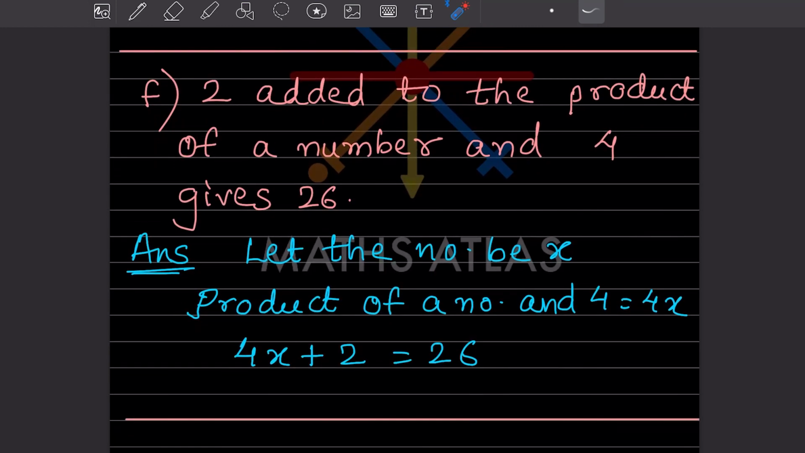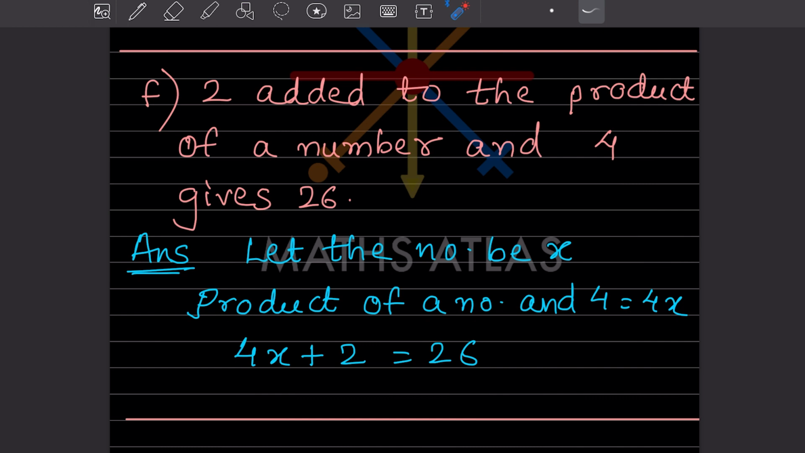The next one says that 2 added to the product of a number and 4 gives 26. So now here again we don't know what the number is, so let the number be x. Now look at the product of a number and 4. Product means multiplication. Product of a number means we have considered the number as x, so the product of a number here will be 4x.